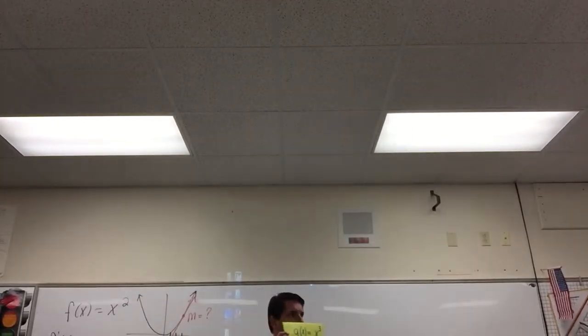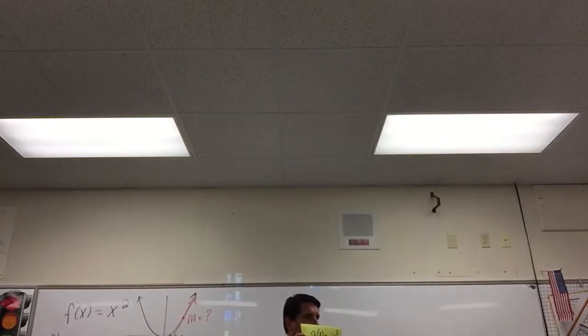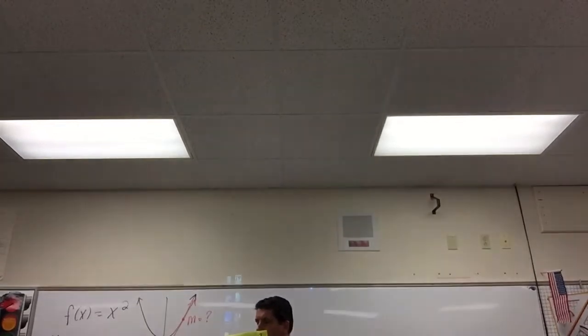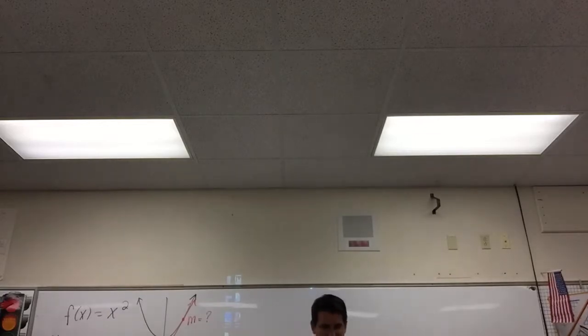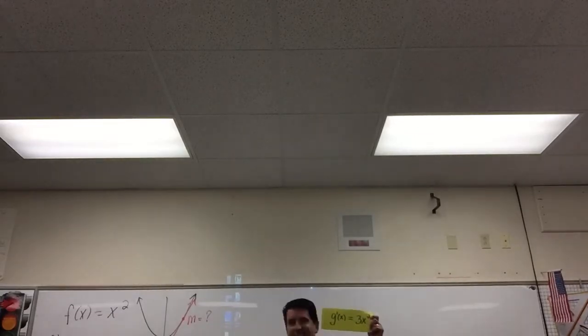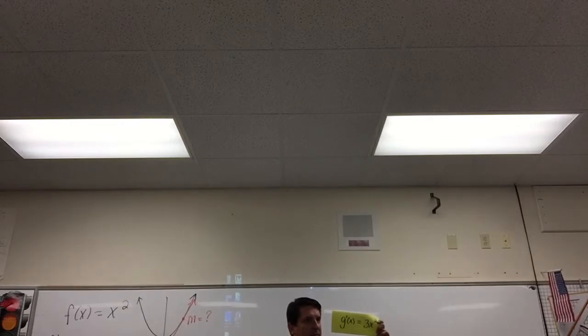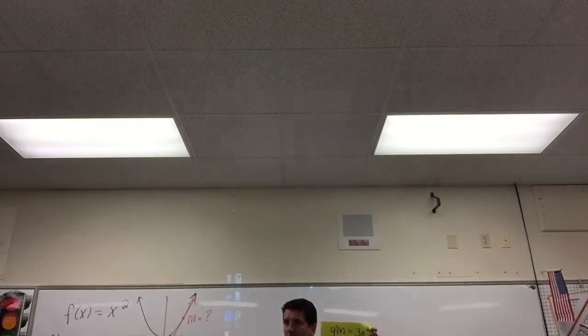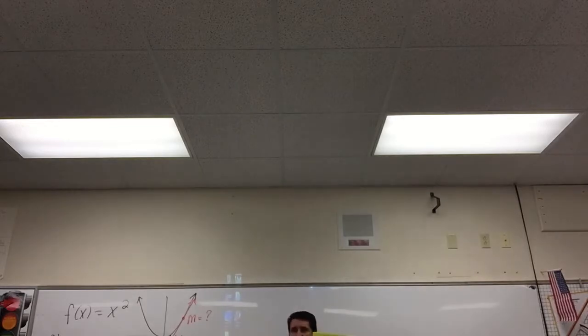New function. Can you picture this in your head? I wonder what the derivative is. 3x squared. Look at this. The derivative is a parabola. So if you want to find the slope at any given point, you just plug the x value into the derivative, and it tells you what the slope is to this function.